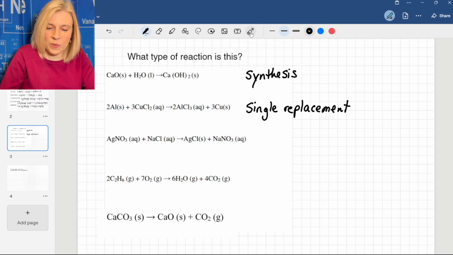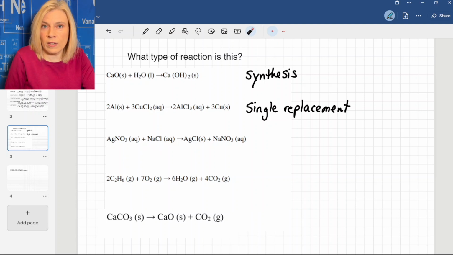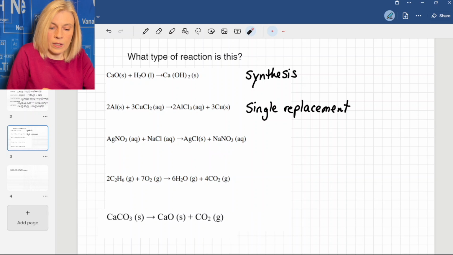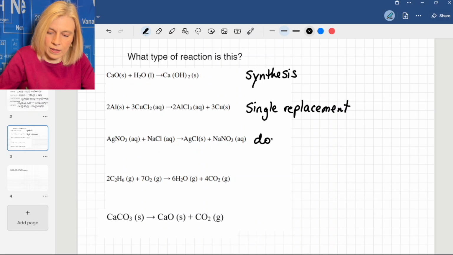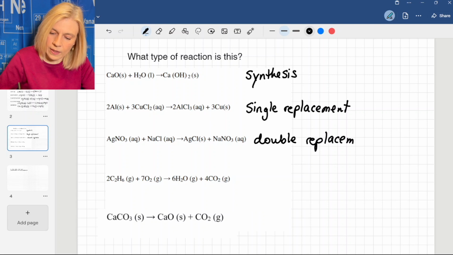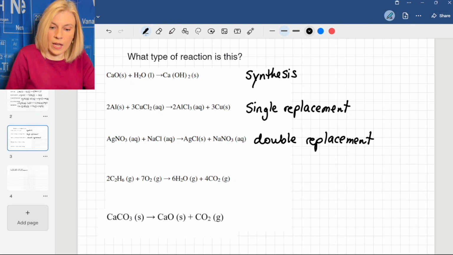Let's go to our next example. What do we have? Here we have an ionic compound, and here we have a second ionic compound. We have silver nitrate and sodium chloride. And then we also have two ionic compounds after the reaction. But now silver is with chloride and sodium is with nitrate. Oh, that seems like a double replacement reaction. Double replacement.